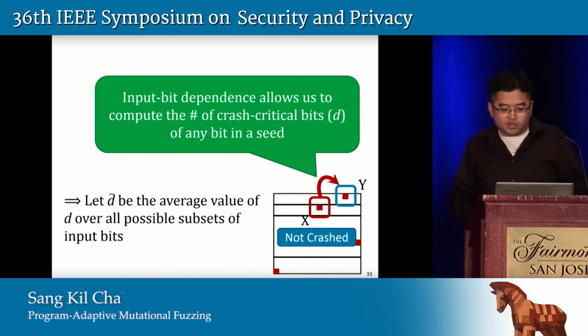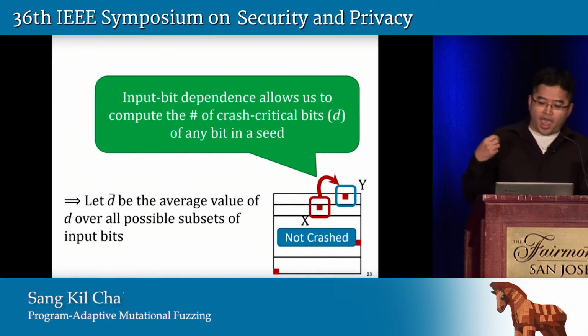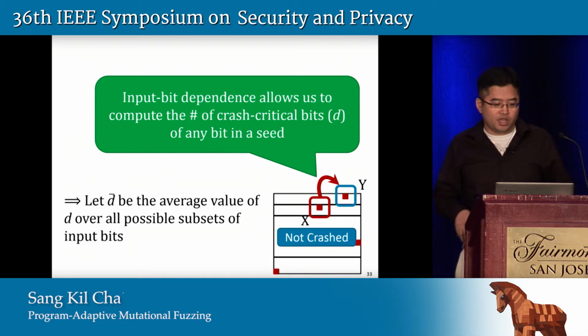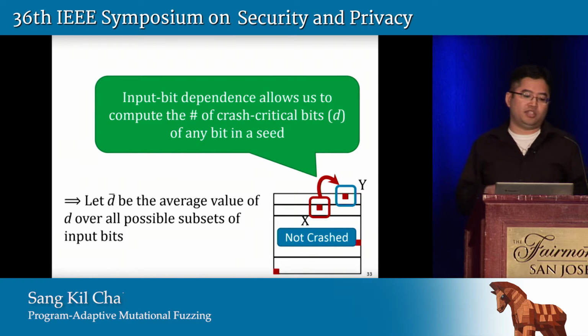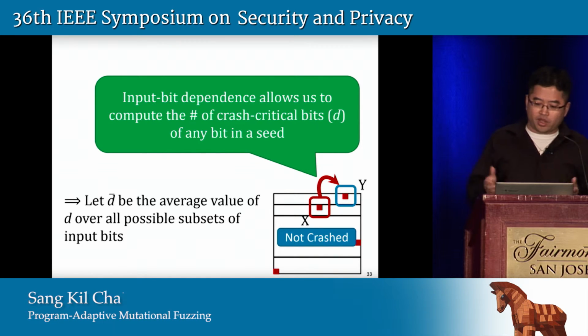Input bit dependence allows us to compute the number of critical bits d of any bit in a seed, which led us to define the average value of d over all possible subsets of input bits. And we are going to denote it as d bar. And notice here that we can compute this average d bar without even knowing the actual minimum buggy bit sets.